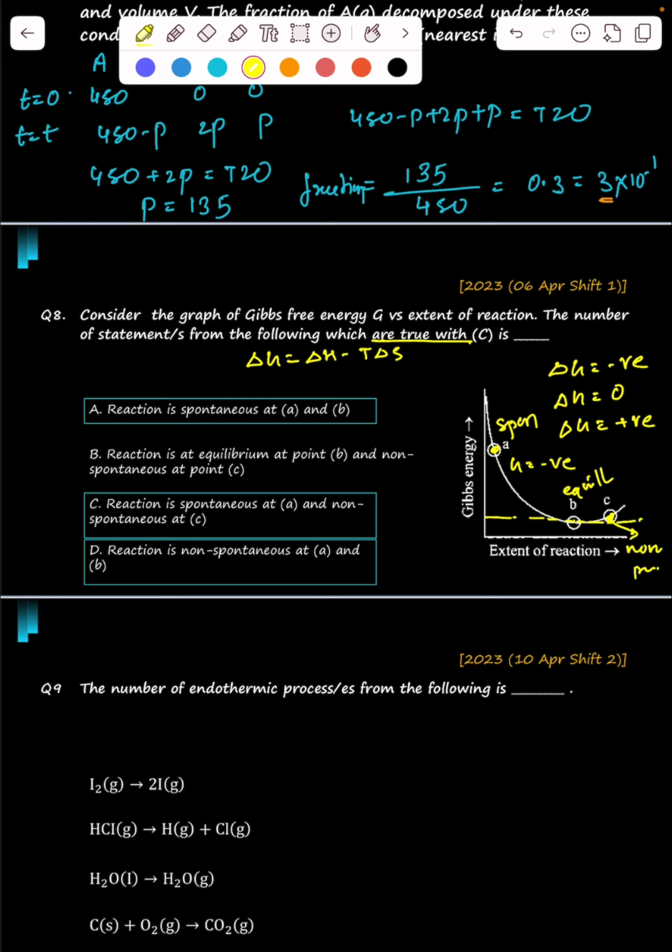तो देखो कौन सा आंसर ठीक होगा, reaction is spontaneous, A and B wrong. Reaction is at equilibrium at point B, ठीक है. Non-spontaneous at point C. Oh, that's right. Reaction is spontaneous at A, non-spontaneous at C. Wrong. Reaction is spontaneous at A and B. This is wrong. So here we got the B answer. If the slope is negative, means G is negative. It is a spontaneous process.